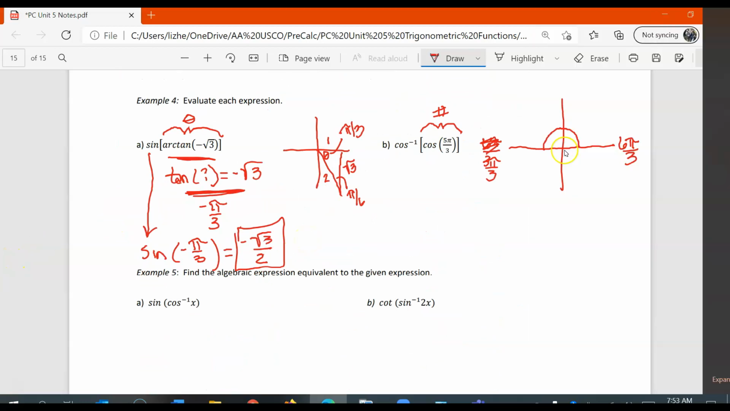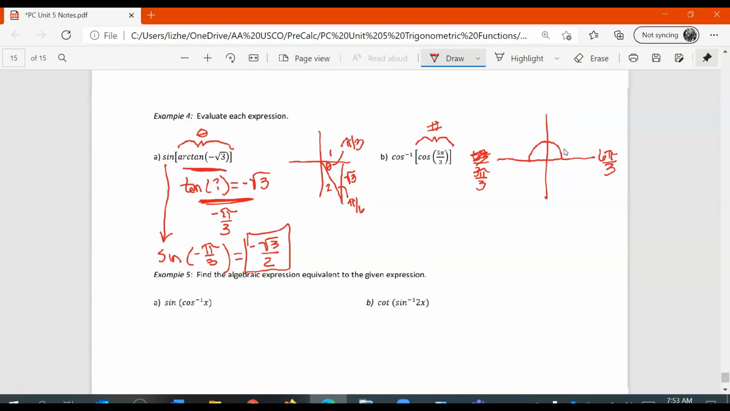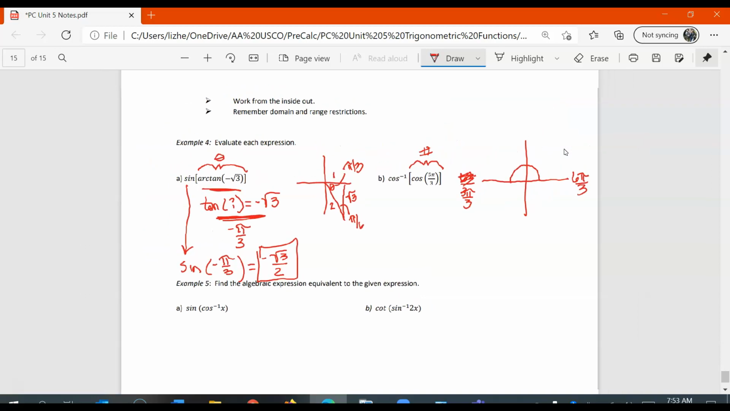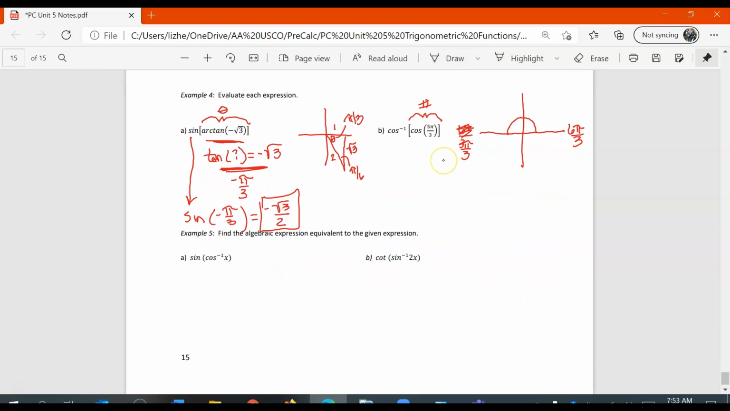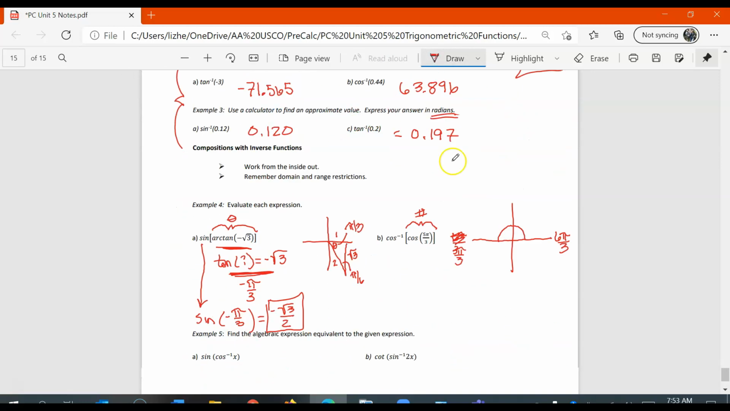So 5 pi over 3. 5 pi over 3 is, oh my goodness, why? Tell me why. Why are you doing that? Let's just press that again, see if it works. 5 pi, oh my goodness.